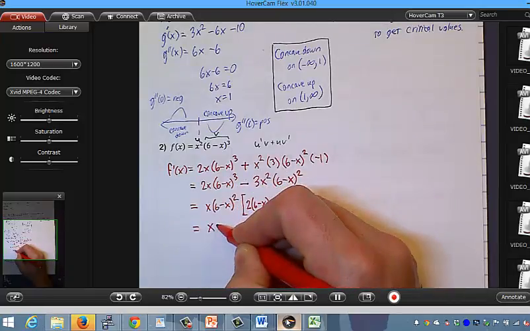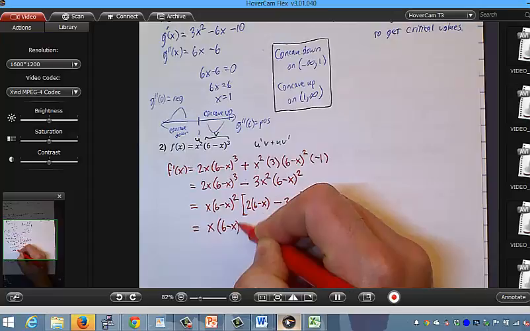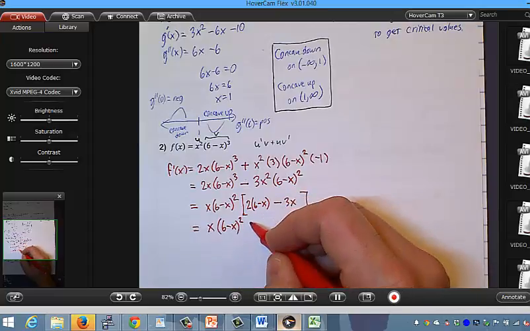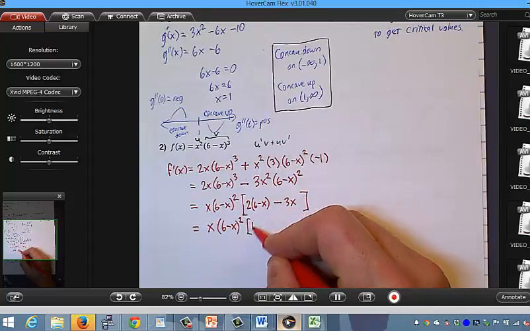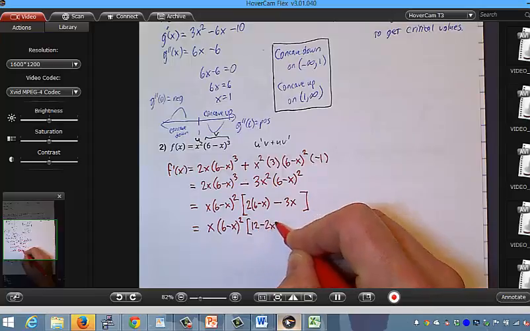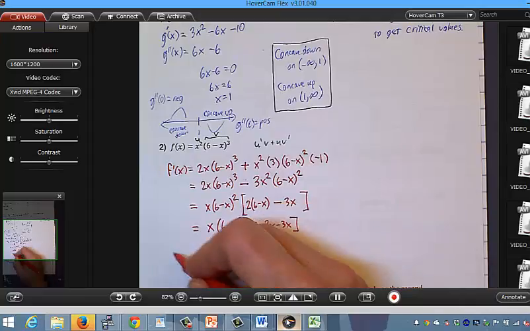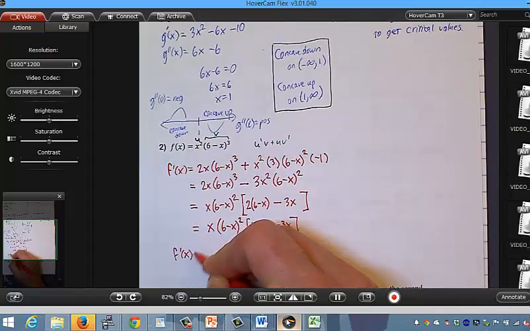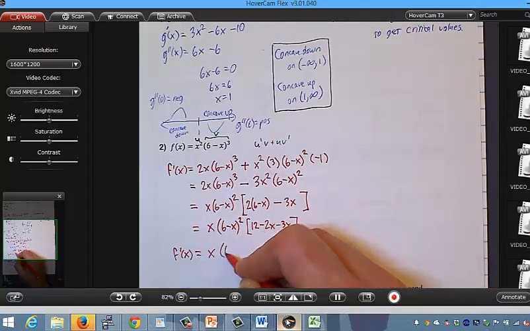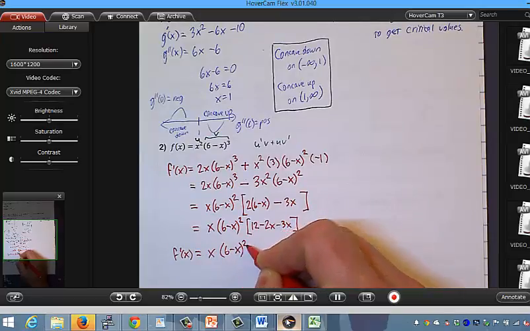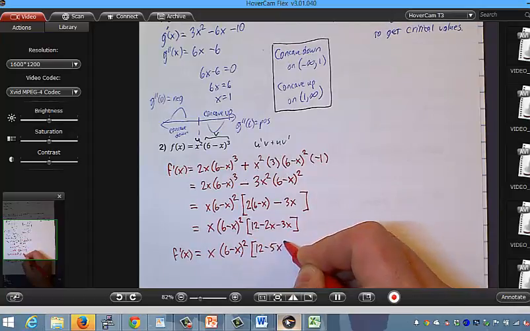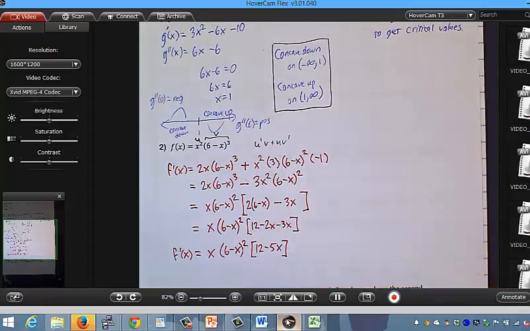So this equals x times 6 minus x squared times 12 minus 2x minus 3x when I distribute. And so f prime of x, after all that work, is x times 6 minus x quantity squared times 12 minus 5x. And it's just a bunch of stuff multiplied together now.